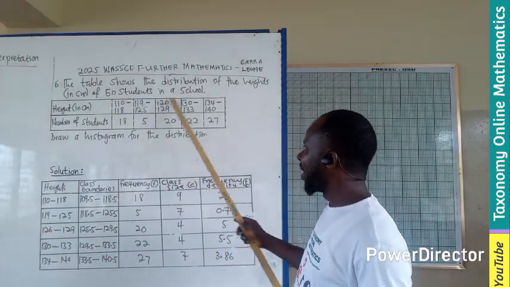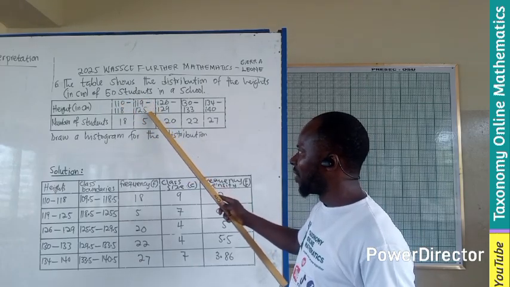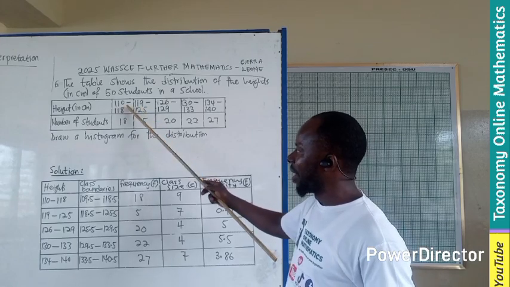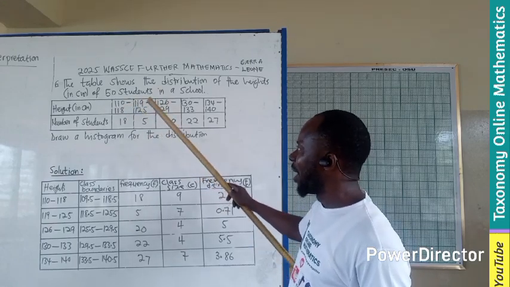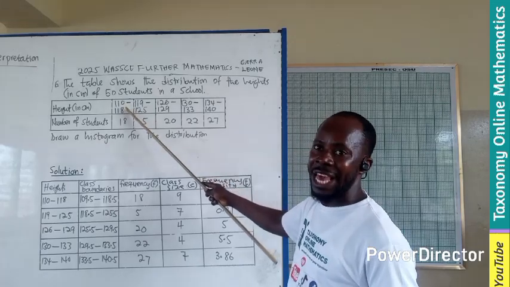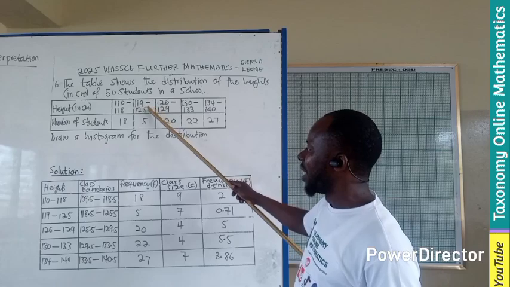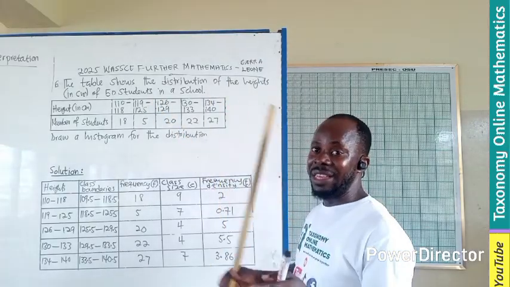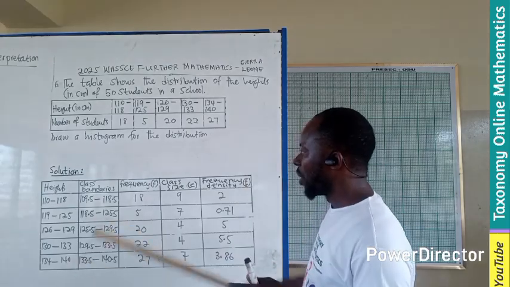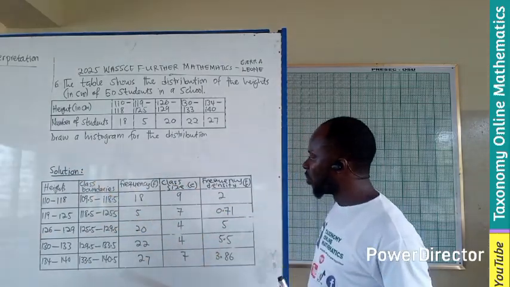So these are the intervals: 110 to 118, 119 to 125. If we check, the interval here is not the same as the interval here. The difference between 110 and 118 is what? 8. Then from 119 to 125, the difference is what? 6. So you can see this is an unequal interval. So what do we do? We are going to draw the table with our class boundaries.